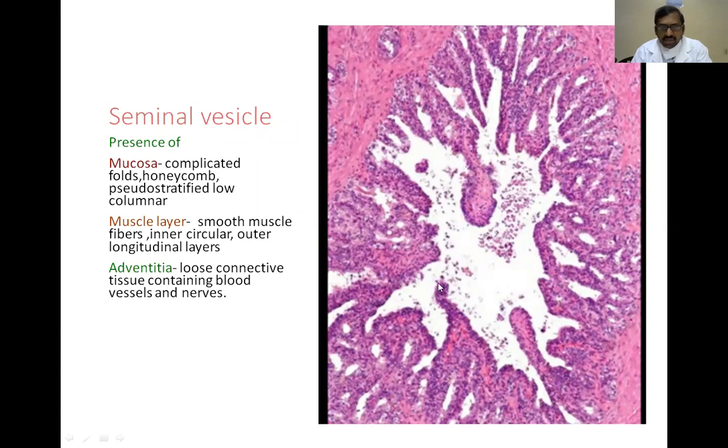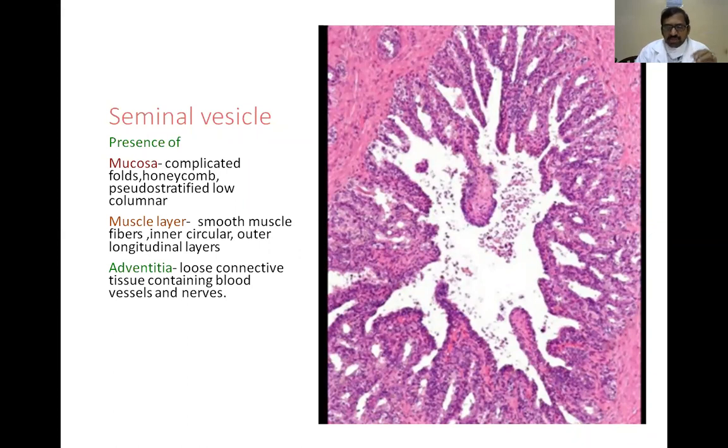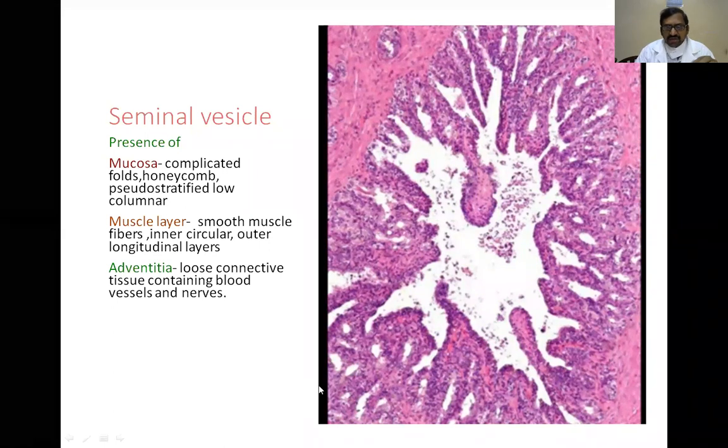Next is the seminal vesicles. The secretions of the seminal vesicles add bulk to the semen. The most important function of the seminal vesicles is providing nutrition to the spermatozoa, because the secretions contain fructose, ascorbic acid, and prostaglandins.